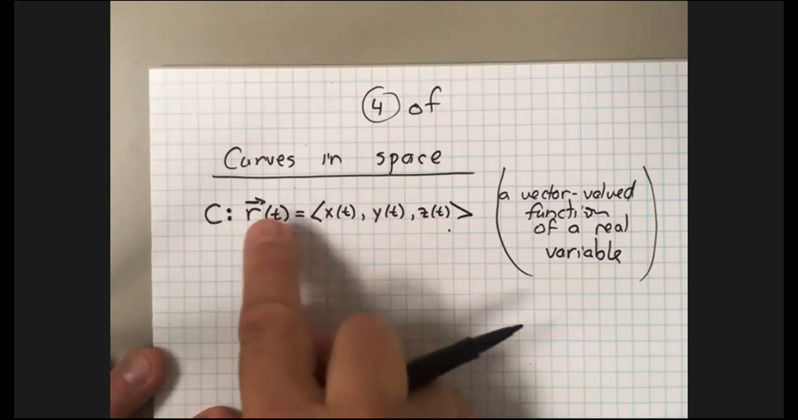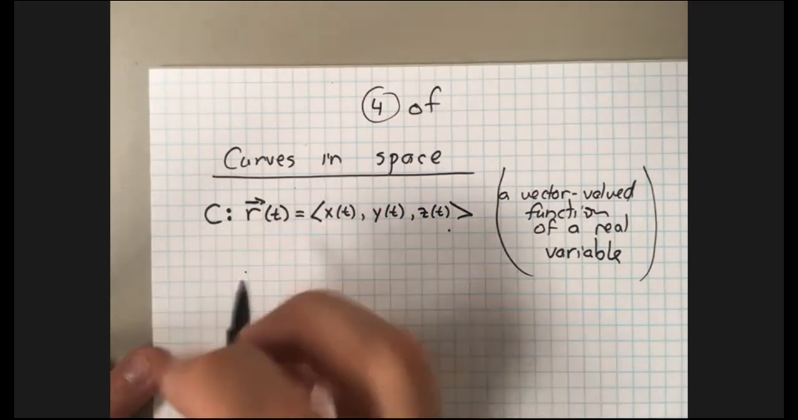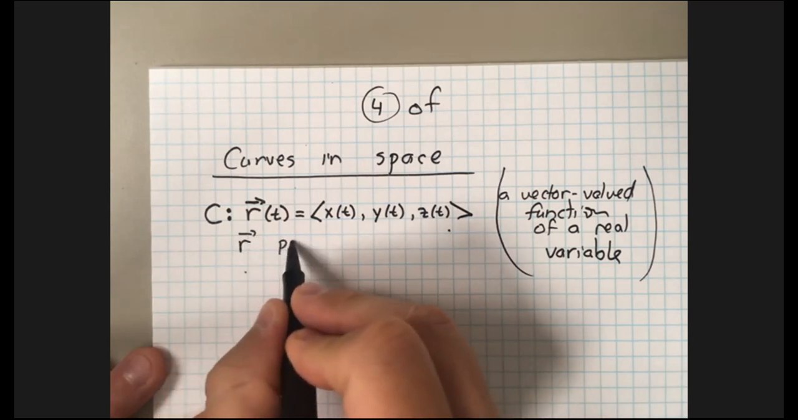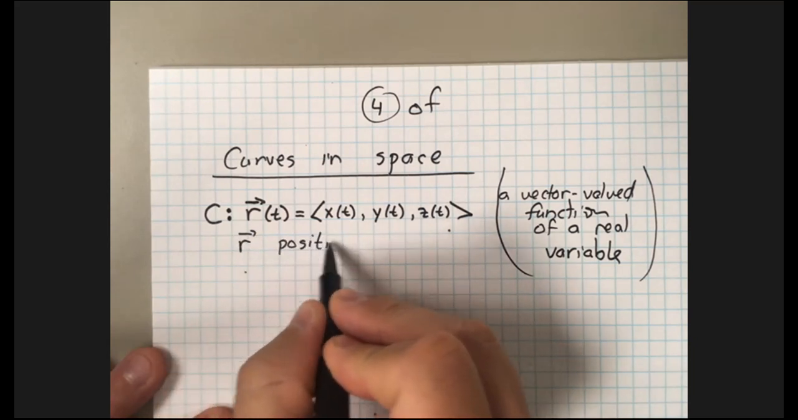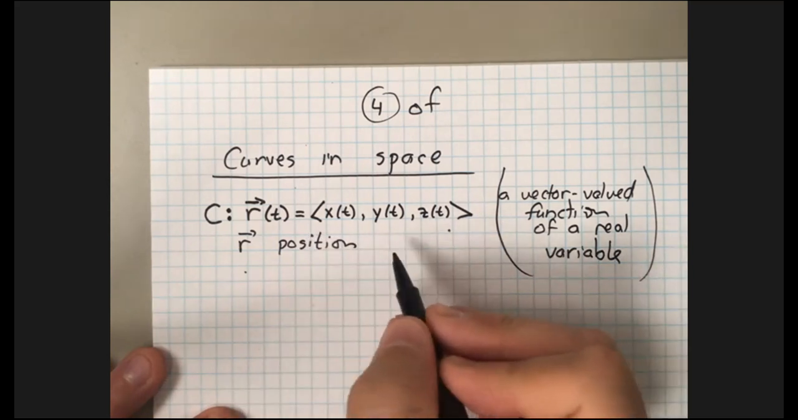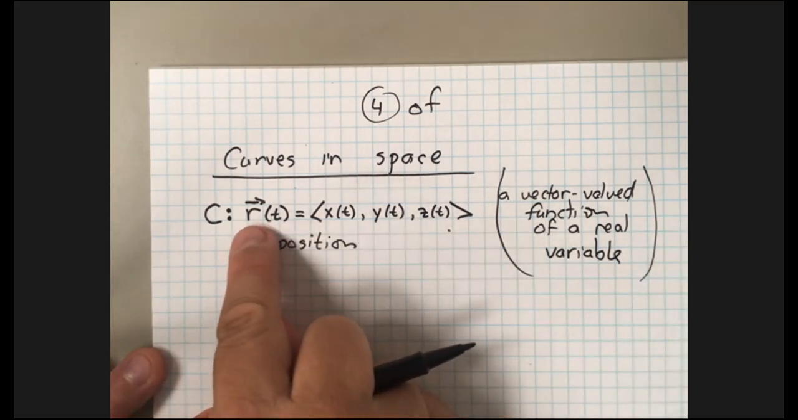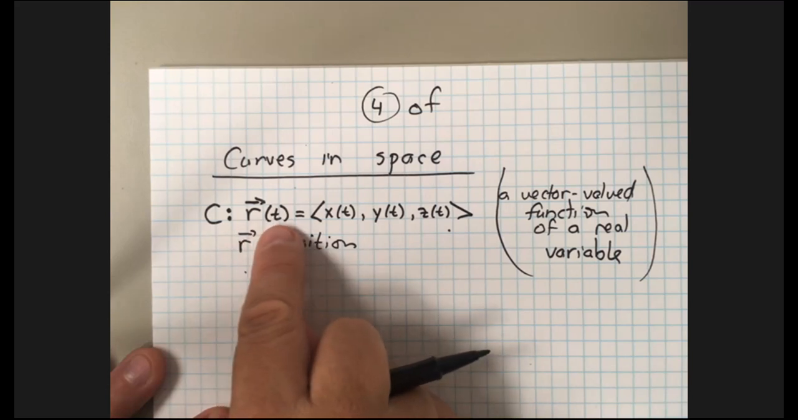The fifth letter here is R. R is the traditional letter for position, in a physics or engineering context. So what I'm describing to you here is the position of a particle, a plane, a spaceship, a baseball, as a function of time.